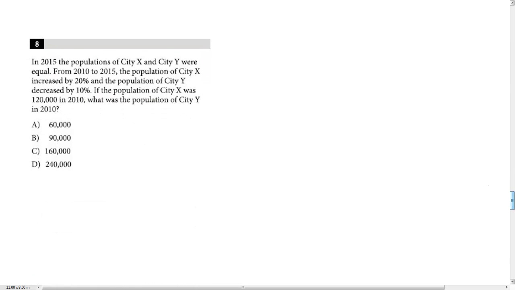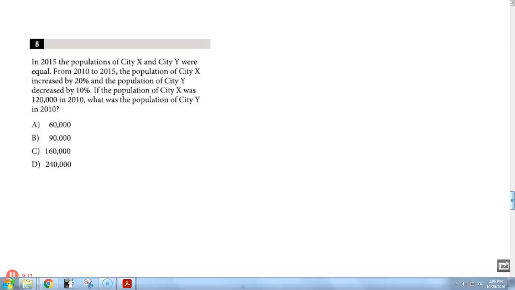Number 8 says in 2015, X and Y were equal. From 2010 to 2015, X increased by 20, Y decreased by 10. Population of X was, holy smokes, there's a lot going on here. So let me write down a couple things. So we have the year, 2010, and then this is going to be 2015. And we have city X, and we have city Y.